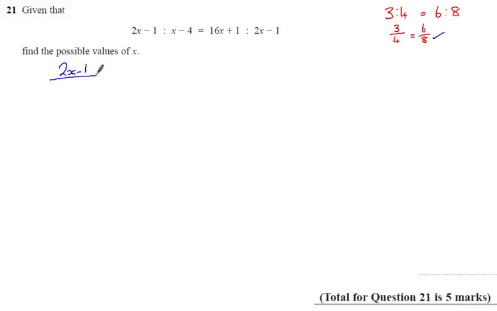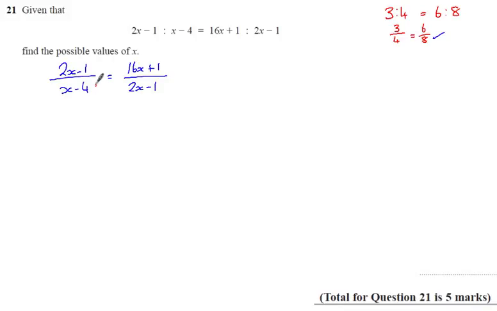2x minus 1 over x minus 4 is equal to 16x plus 1 over 2x minus 1. Okay, so we can cross multiply here. Yeah, I'm just going to cross multiply.